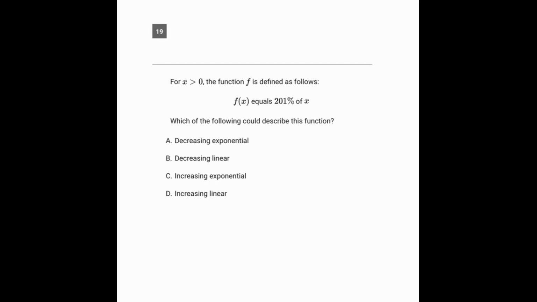Now let's go to question 19. Here we have a statement, and we're trying to figure out if it's exponential or linear. In a sense, it looks exponential because exponential equations tend to have percentages on them. But when we go to write this out, something different happens. Let's start. So f of x is the same as y. That equals 201% of, let's talk about that in a second, but some percent of x.